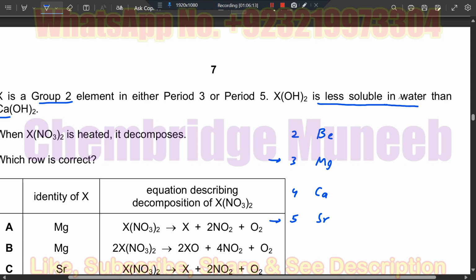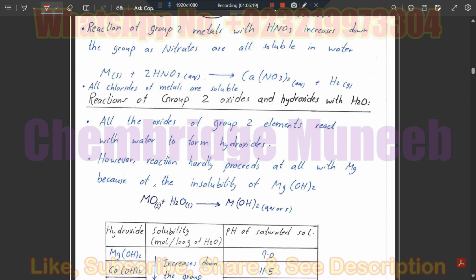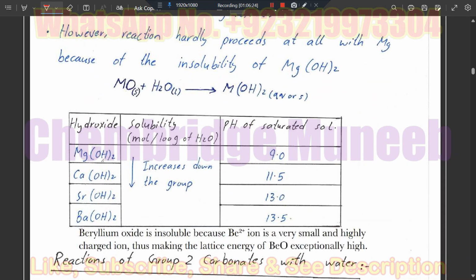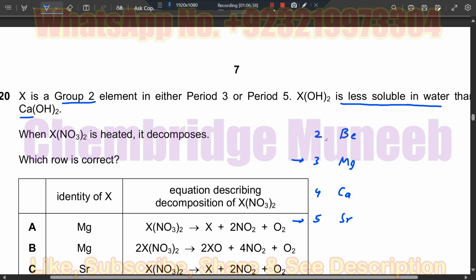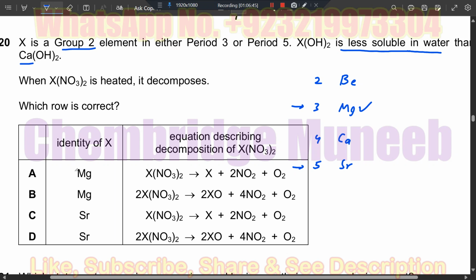So I'm going to show my notes again. In my notes you can see that the solubility of the hydroxides down the group increases. So going down the group, solubility increases, which means if we move upward, the solubility will decrease. It says less soluble, so comparing with calcium, it could be magnesium which is less soluble. However, strontium hydroxide is more soluble. So from the first column, magnesium is the right answer.